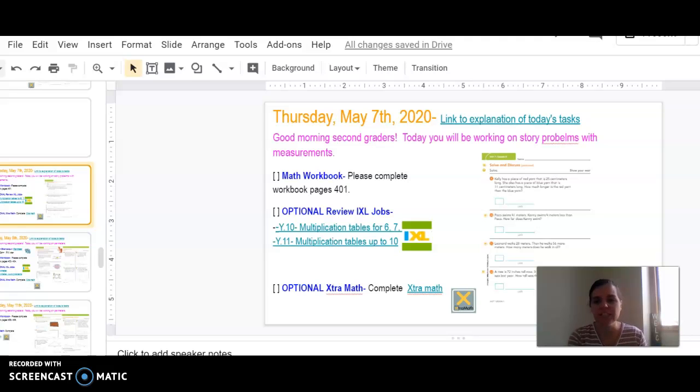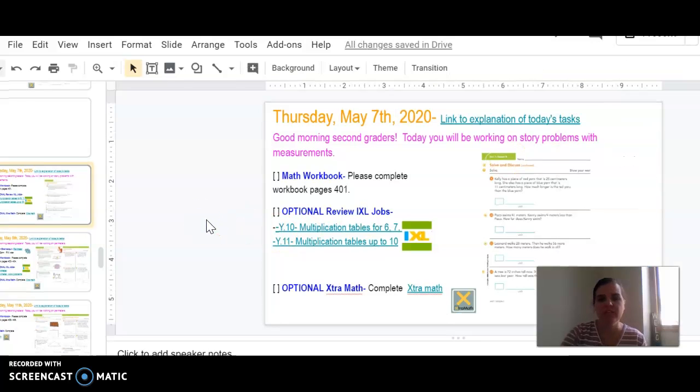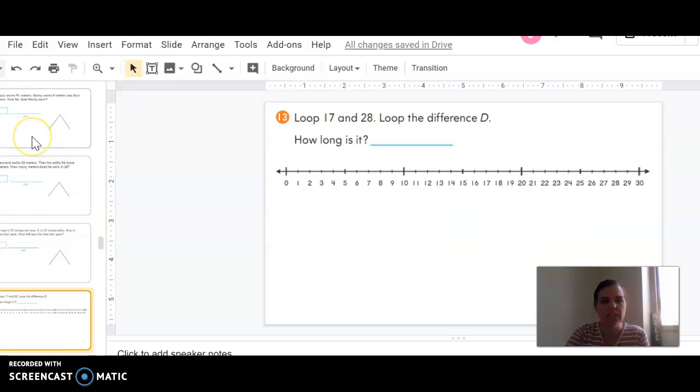Hi, second graders. It is Thursday, May 7th, and today we are going to be working on story problems with measurements. The first thing you are going to do is take out your workbook page 401. We're only going to do one page in our workbook today, and then you have two optional IXL jobs to practice your multiplication. Even if you've already done them, you can do them again to practice those multiplication facts and extra math. So if you have your workbook page 401 out, we will get started here.